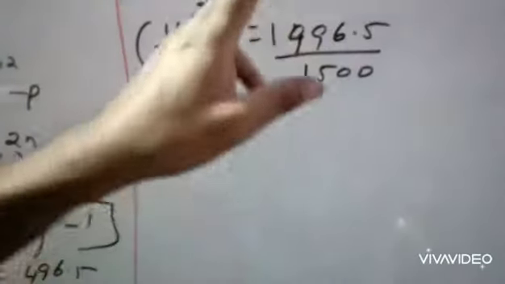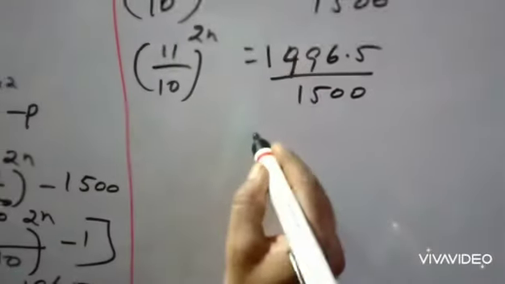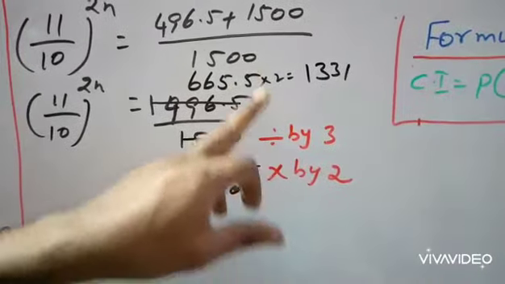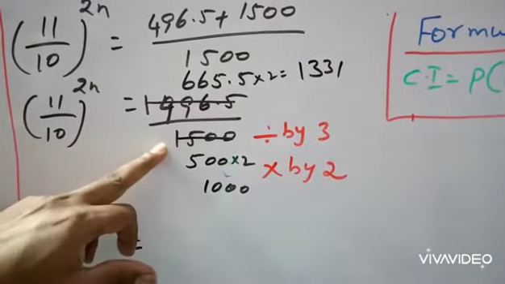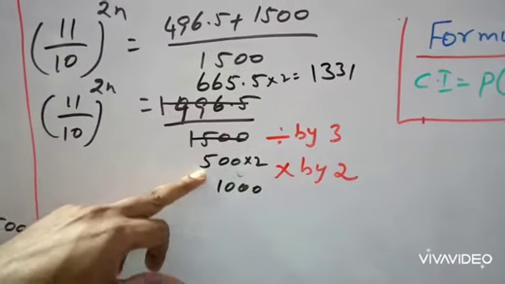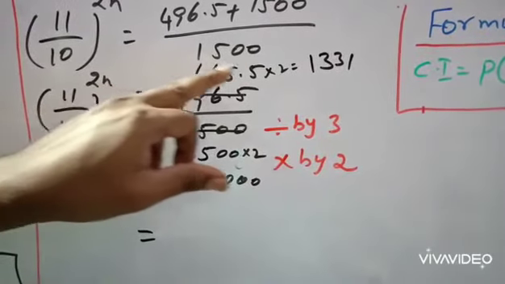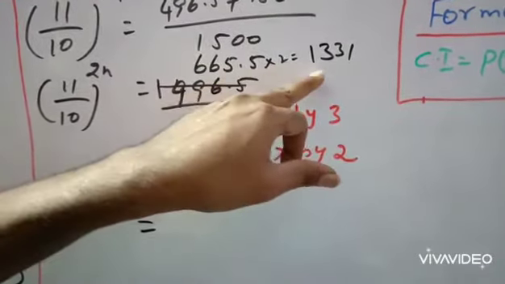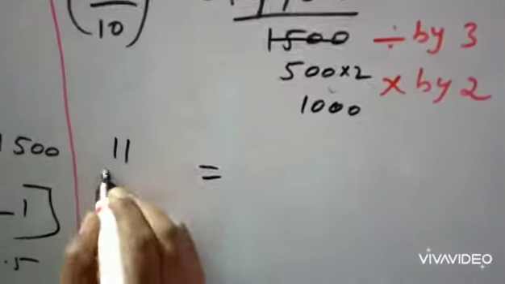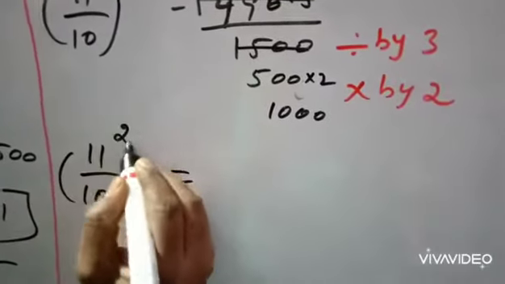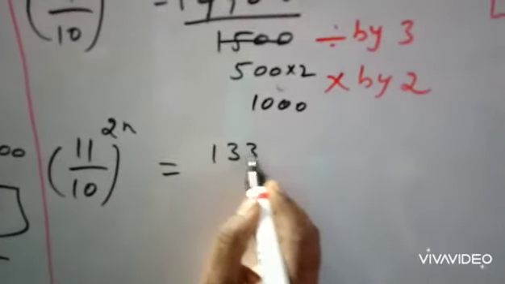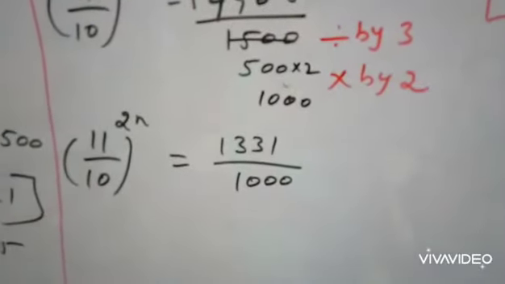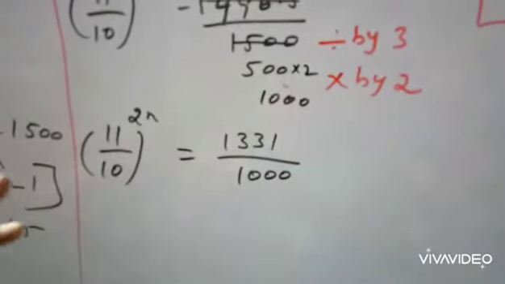So we can apply the same thing in both numerator and denominator. First we are dividing both numerator and denominator by 3. So 1500 will become 500. Here the numerator 665.5. So again multiplying both by 2, we will get 1000 and here we will get 1331. So now we have 11 by 10 power 2n equal to 1331 divided by 1000.